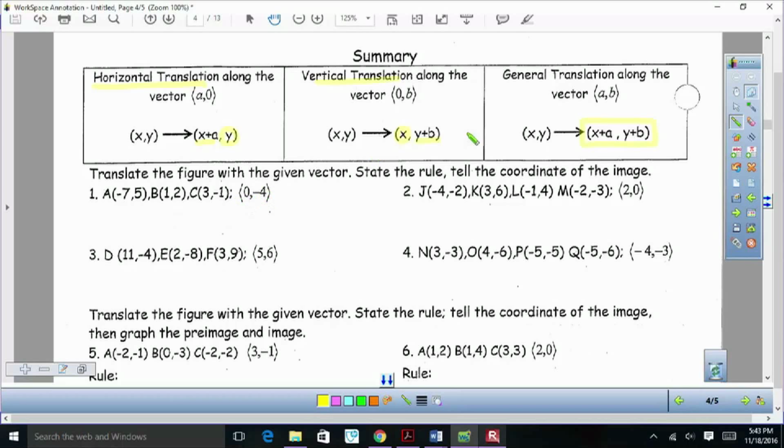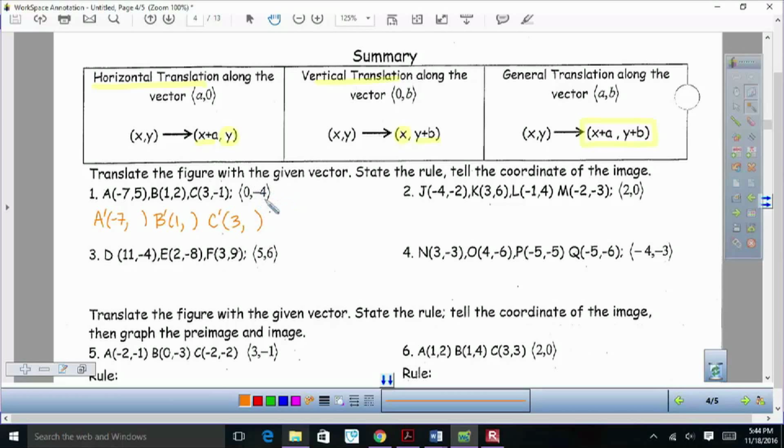Given a vector, which is a set of points where you have these kind of pointed arrow type parentheses. So let's look at number 1. In number 1, we have 0 here, which means our x is not changing at all. So for A prime, it'd stay -7, and I'll come back to the y. For B prime, our 1 would stay. I'll come back to the other one. And for C prime, our 3 would stay.